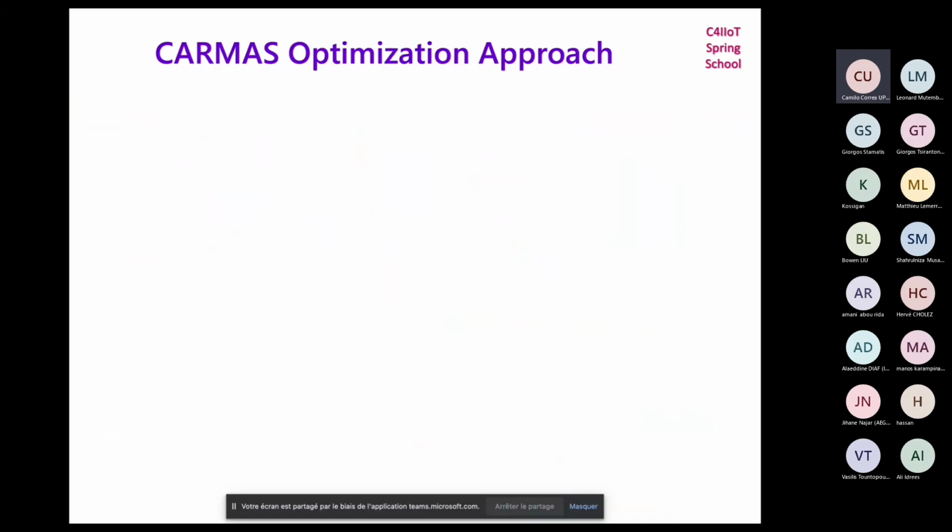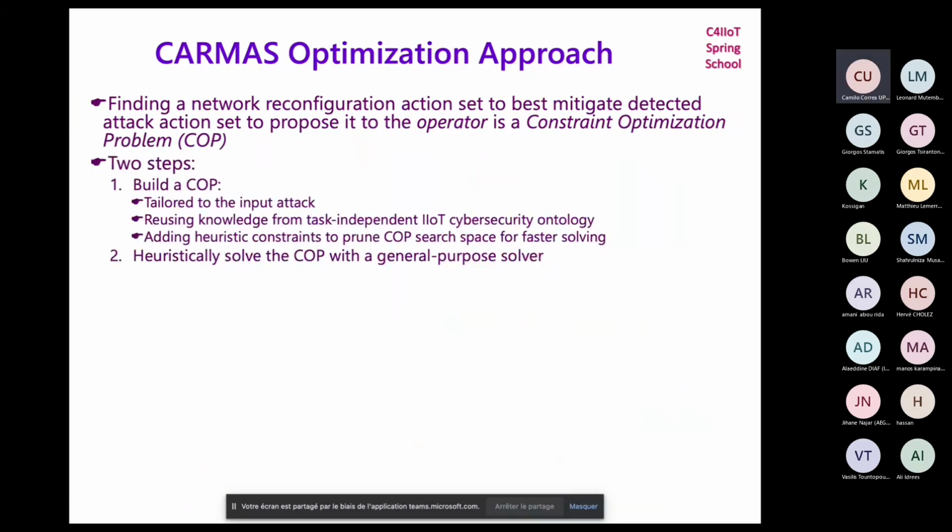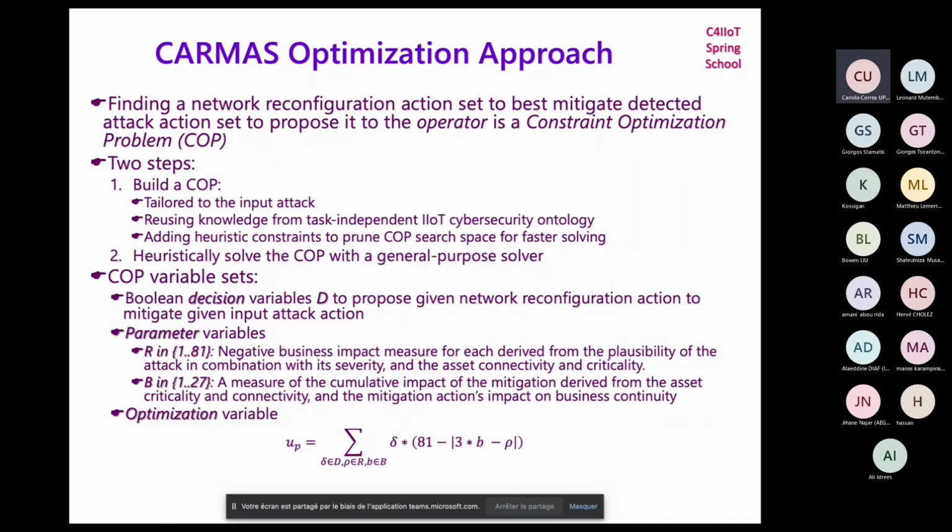So how does the optimization approach work? Simply put, as I said, we build a dynamic constraint optimization problem. How do we do this? We essentially build it in two steps. We take the attack action definitions. We use the ontology to enrich this information and get all the relationships to what mitigates it, what the severity is, and so on. And then you pass this dynamic problem to a solver, and it gives you back the solution that best satisfies the problem.